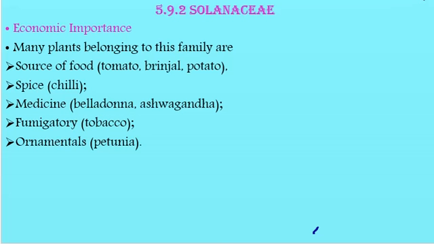Now let us see some of the economic importance of plants which belong to family Solanaceae. Many plants belonging to this family are the source of food. For example, the vegetables we eat, that is tomato, brinjal and potato, belong to family Solanaceae. Then spices, chili, this plant also belongs to this family.